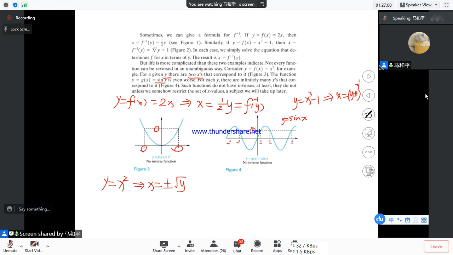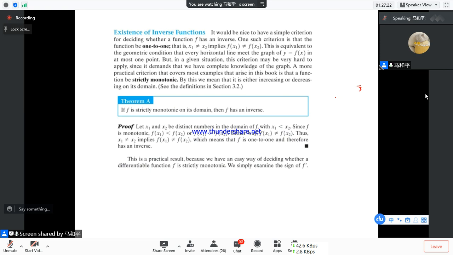This means there are infinitely many x that correspond to it. Such functions do not have inverses, at least not unless we somehow restrict the set of x values, a subject we will discuss later. And then we will talk about the existence of inverse functions.